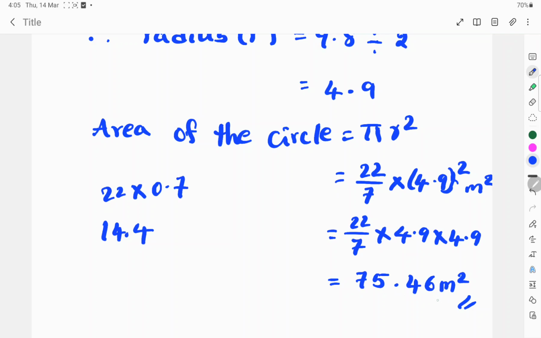75.46 meter squares. Area of the circle is 75.46 meter square. This is the solution.